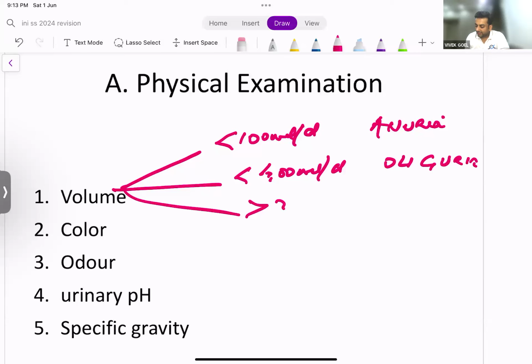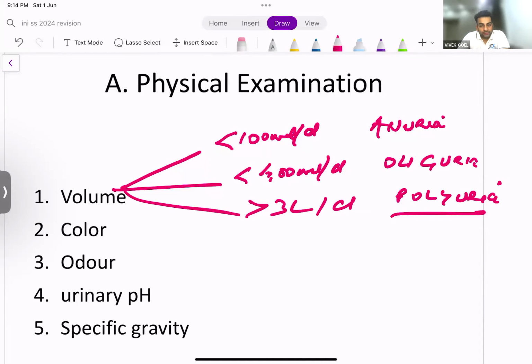And if it is more than 3 liters per day, it is known as polyuria. So these are basic things which you must know. Coming to other physical aspects, what you see first is the color of the urine. What you smell is the odor. The urine pH and the specific gravity, these are the physical attributes of urine.